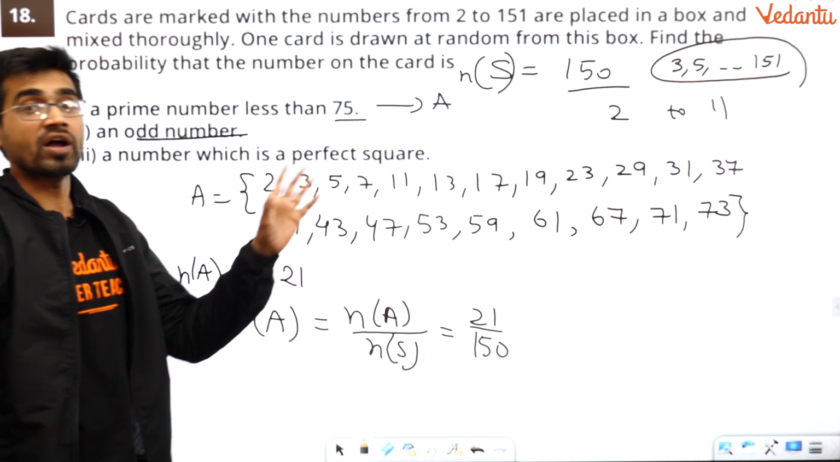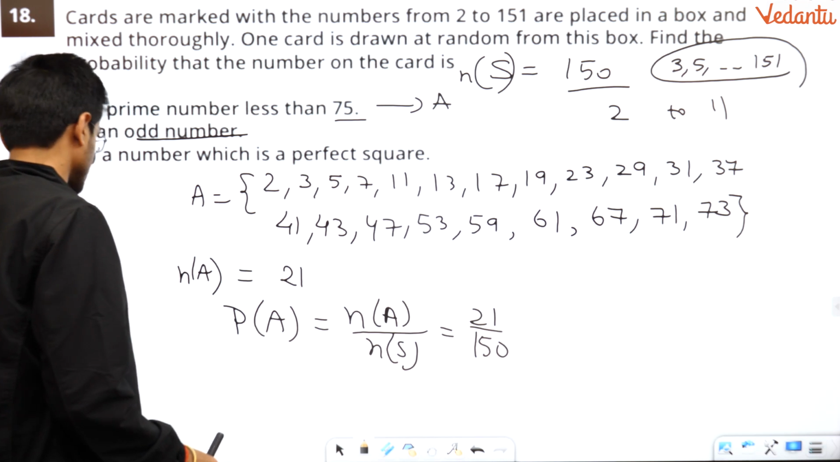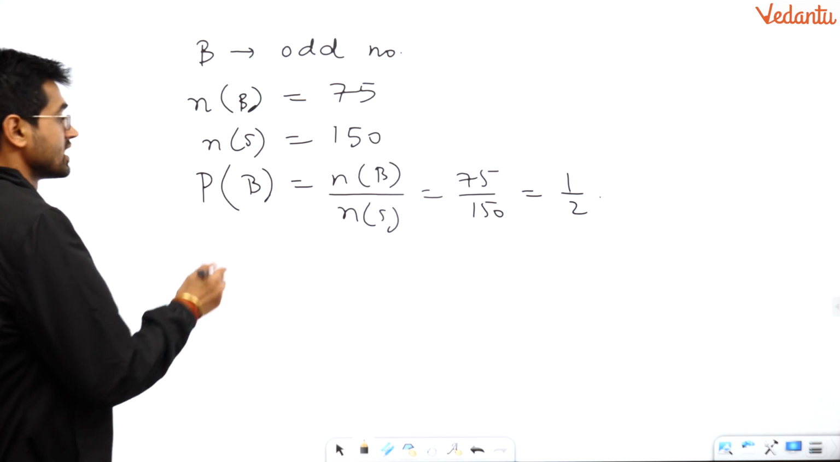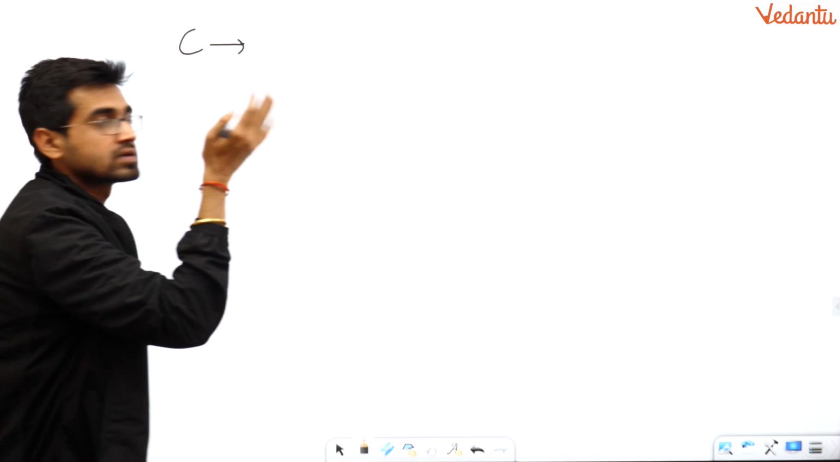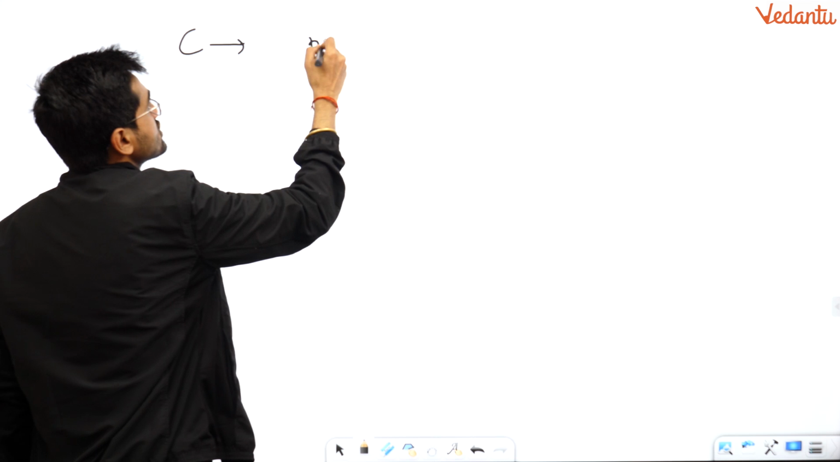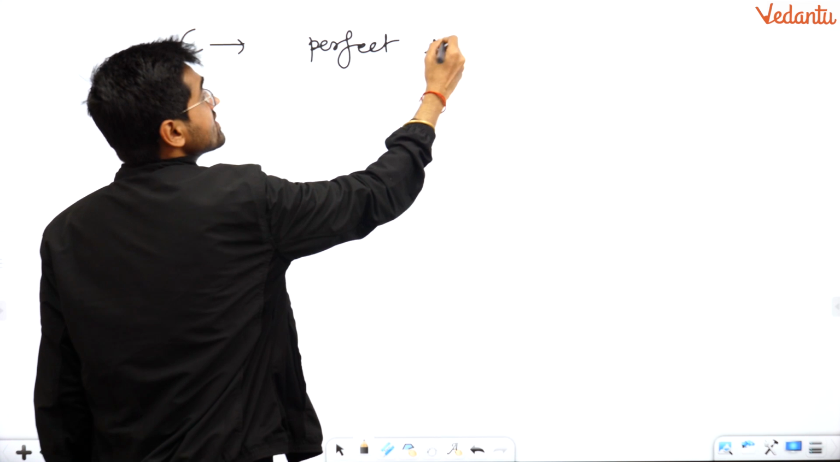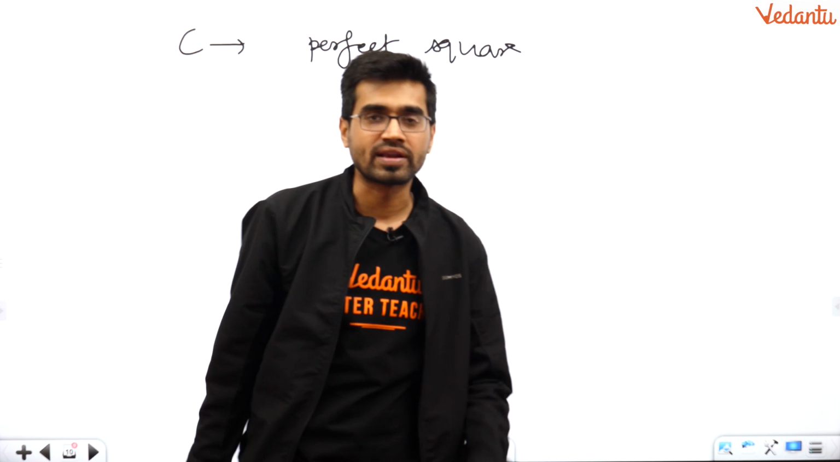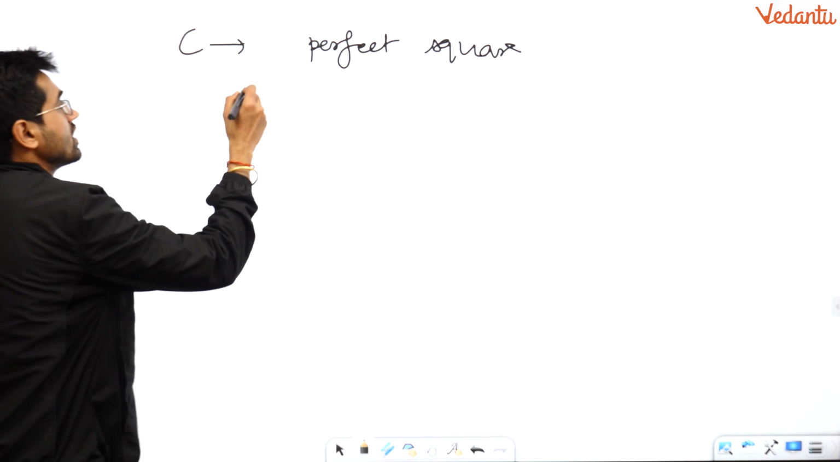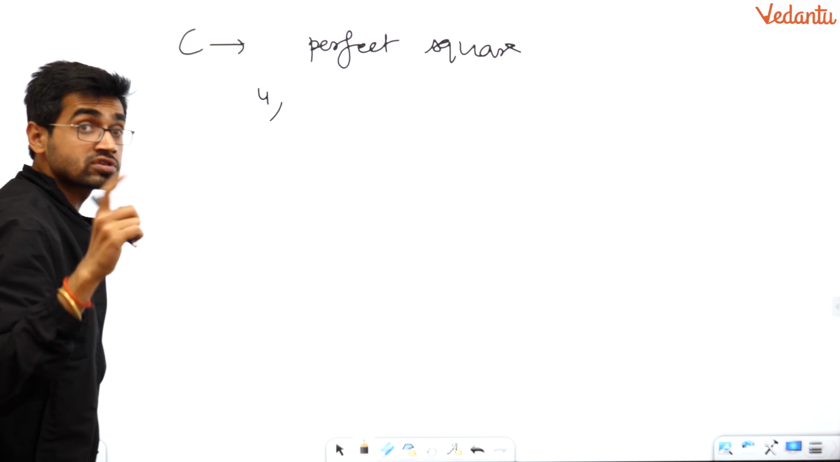A number which is a perfect square. Let us start counting the perfect squares. Okay. So let us call it a C event, perfect square. The card I take is a perfect square. So we want a perfect square, correct ma'am? So just take that out. It is 4, because you have to start with 2.